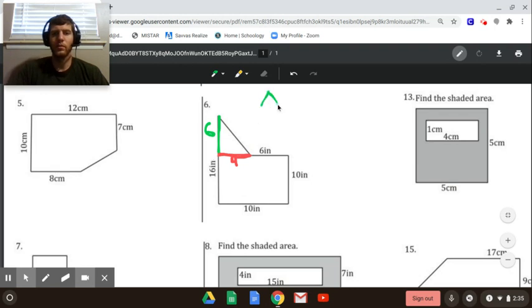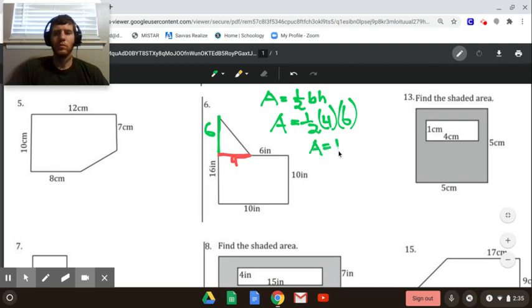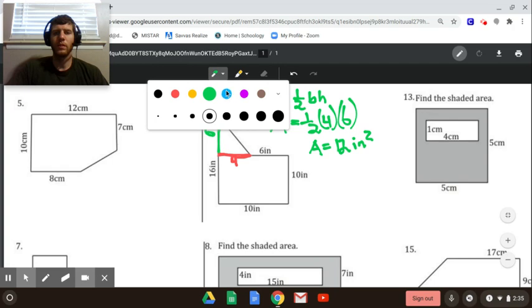So area of a triangle is 1/2 base times height. So our base is going to be 4 of our triangle, and our height is going to be 6 inches. All right, 1/2 times 4 is 2. 2 times 6 is 12. So 12 inches squared. Now we got to do the rectangle. So that's the triangle. Now we got to do the rectangle, and then we'll add them together.